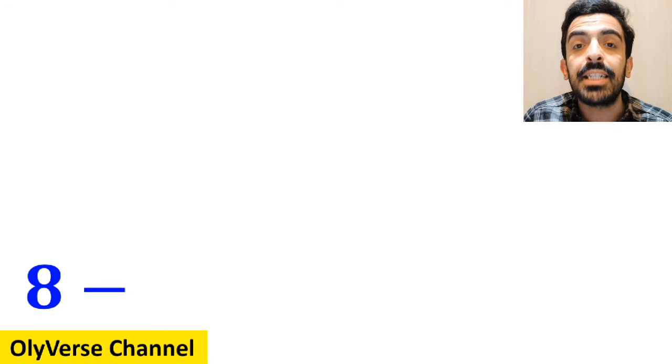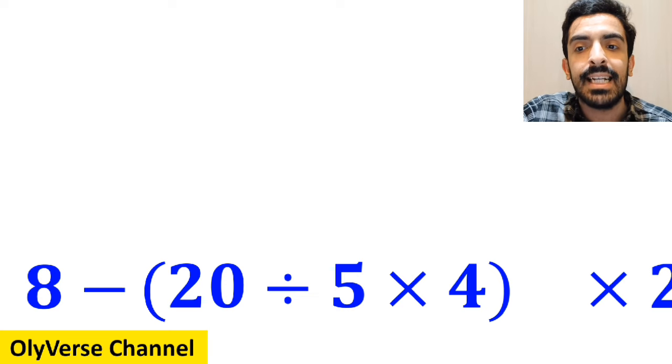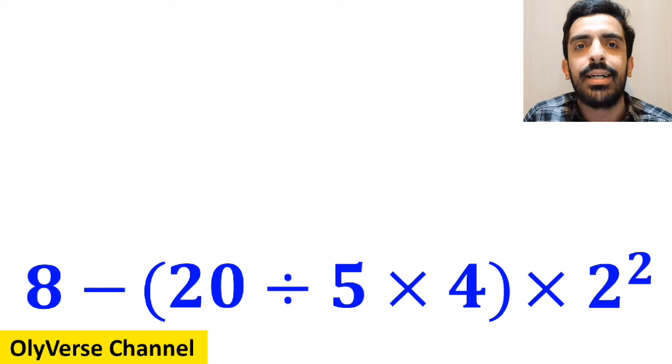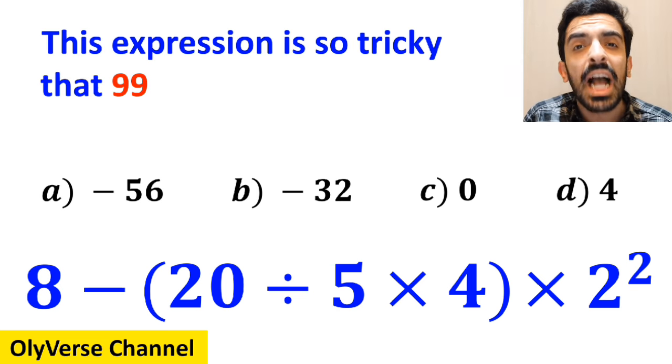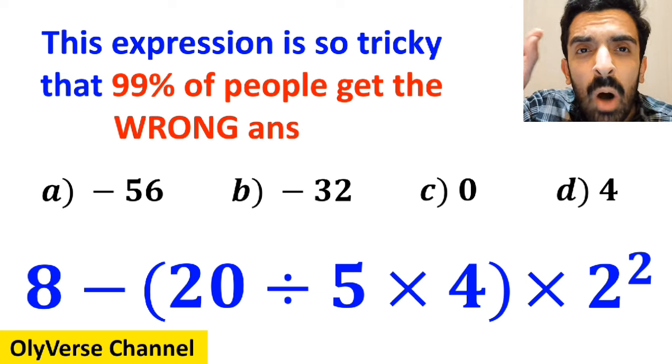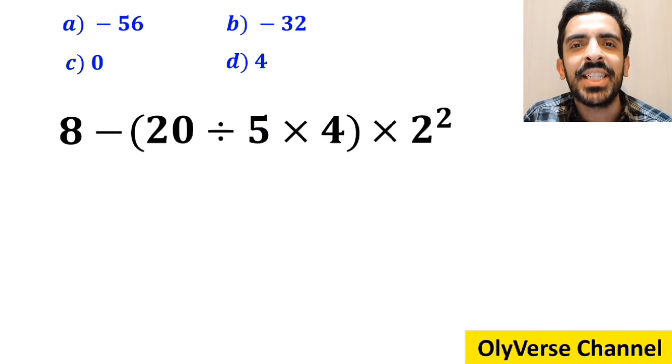What is the value of the expression 8 minus (20 divided by 5 times 4) multiplied by 2 squared? Which option do you think is the correct answer to this question? This expression is so tricky that 99% of people get the wrong answer. Let's go through this question step by step and solve it together.